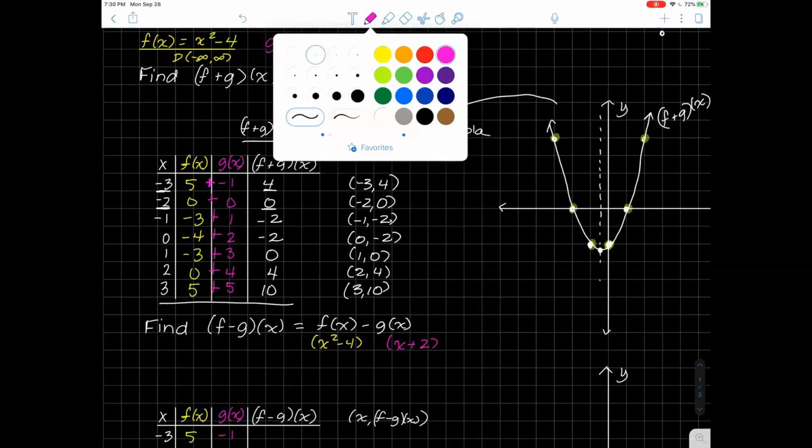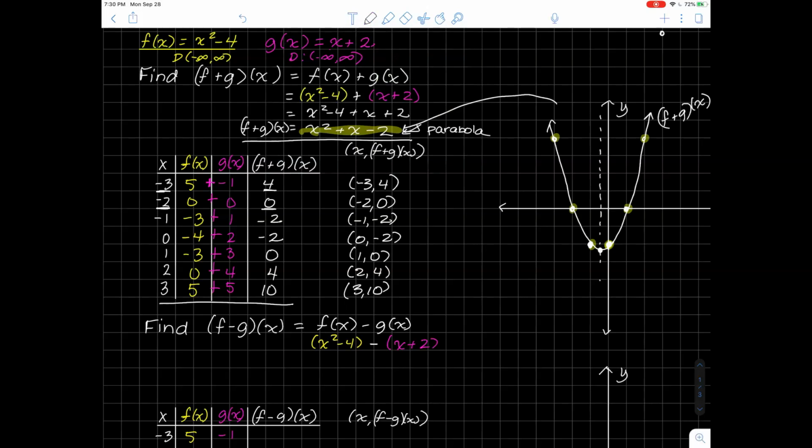What I'm supposed to do with these two functions is subtract them and get the resulting function. So we're going to distribute here. That'll be x squared minus 4 minus x minus 2. Combine like terms, so that's x squared minus x minus 6. So algebraically, the f minus g of x, when I subtracted this linear function from this quadratic function, ended up with another quadratic function. So we have another parabola.